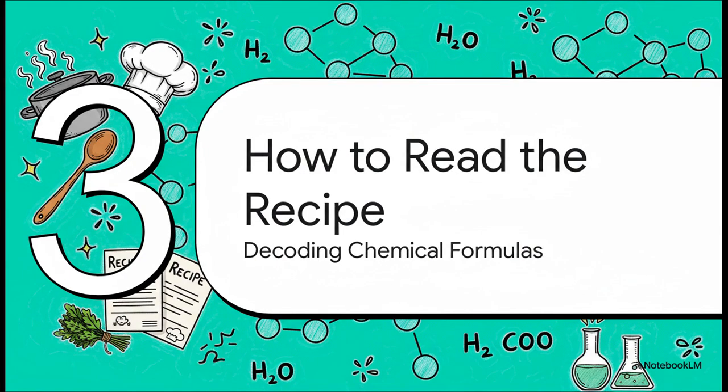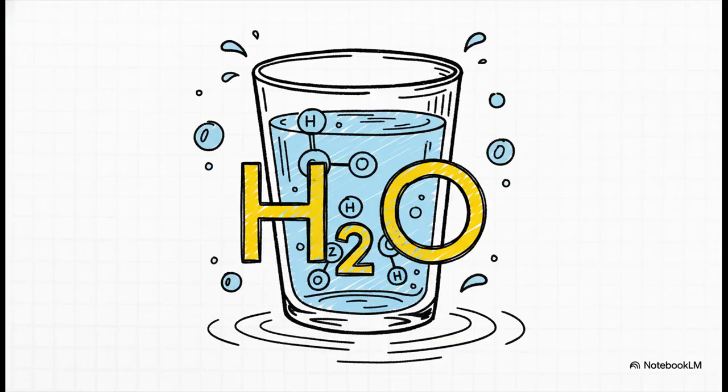Okay, so if compounds are the finished dishes, then chemical formulas are basically their recipes. And now we're going to learn how to read them. And trust me, it's way easier than you think. Let's kick things off with a formula I guarantee you've seen before, H2O. This is, of course, the chemical recipe for water, and it's the perfect one for us to break down first.